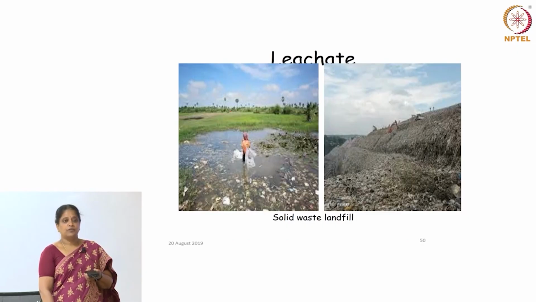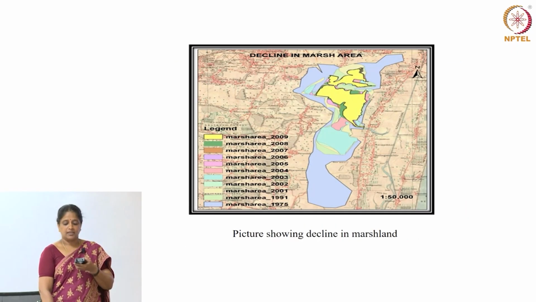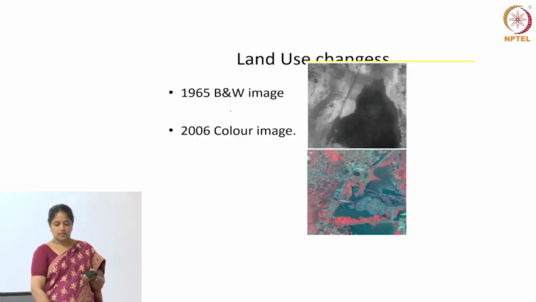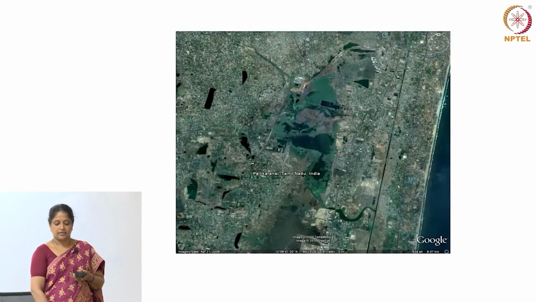This is the close-up view of the dump site and the marshland. That is how the marshland got shrunk at different times of the year, of the decade. It is another image.